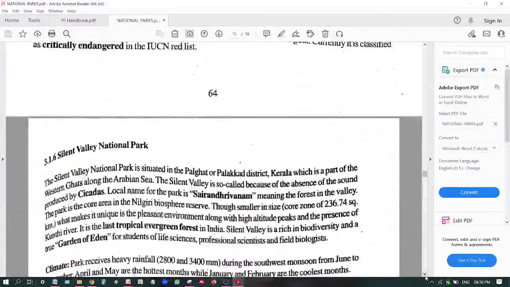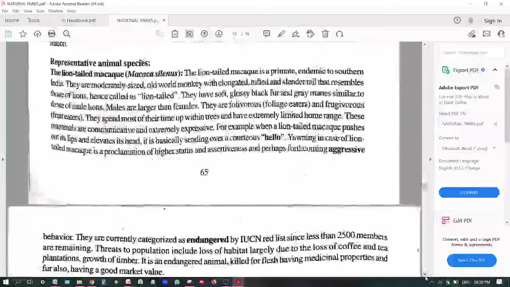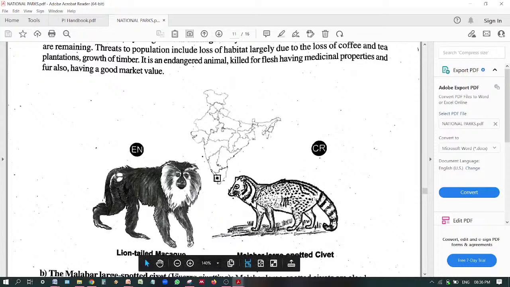Next national park, Silent Valley National Park. It has two representative species: the lion-tailed macaw, which is in Kerala, and the Malabar spotted civet, which is critically endangered.